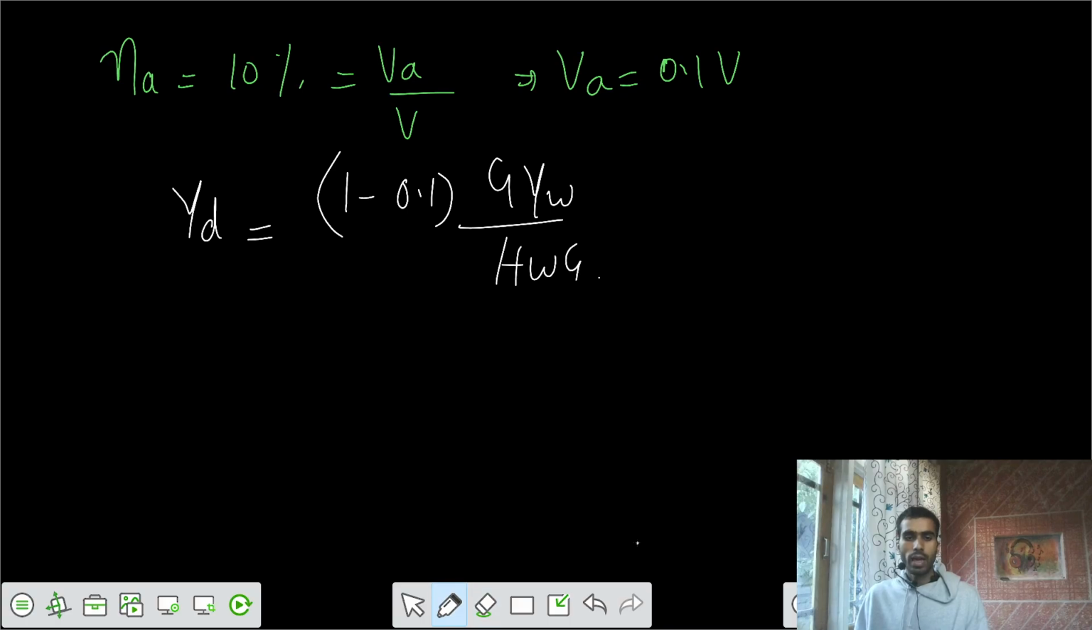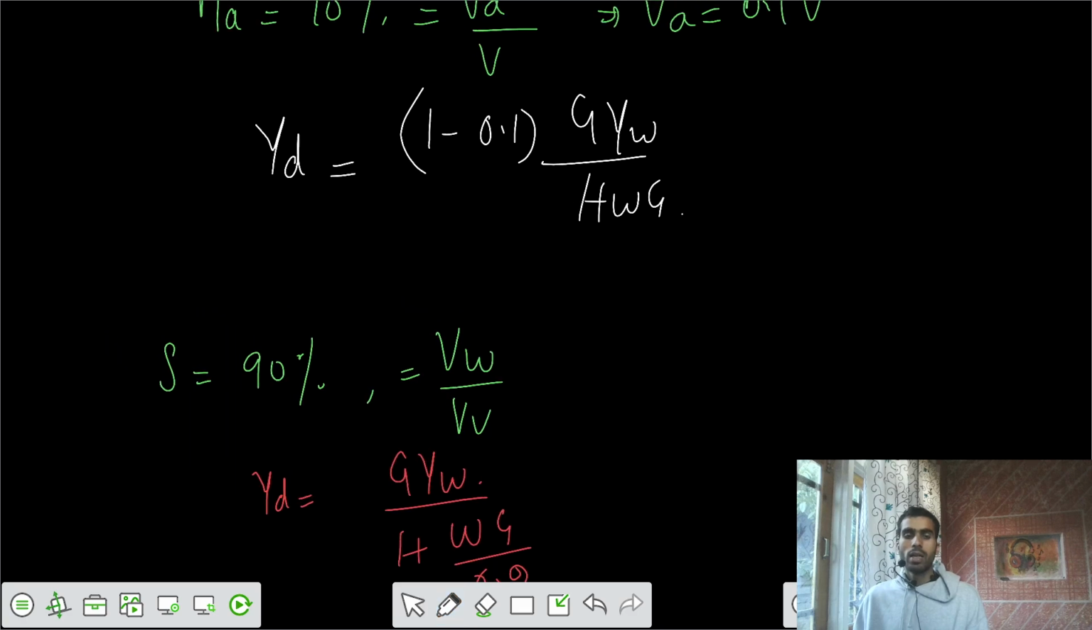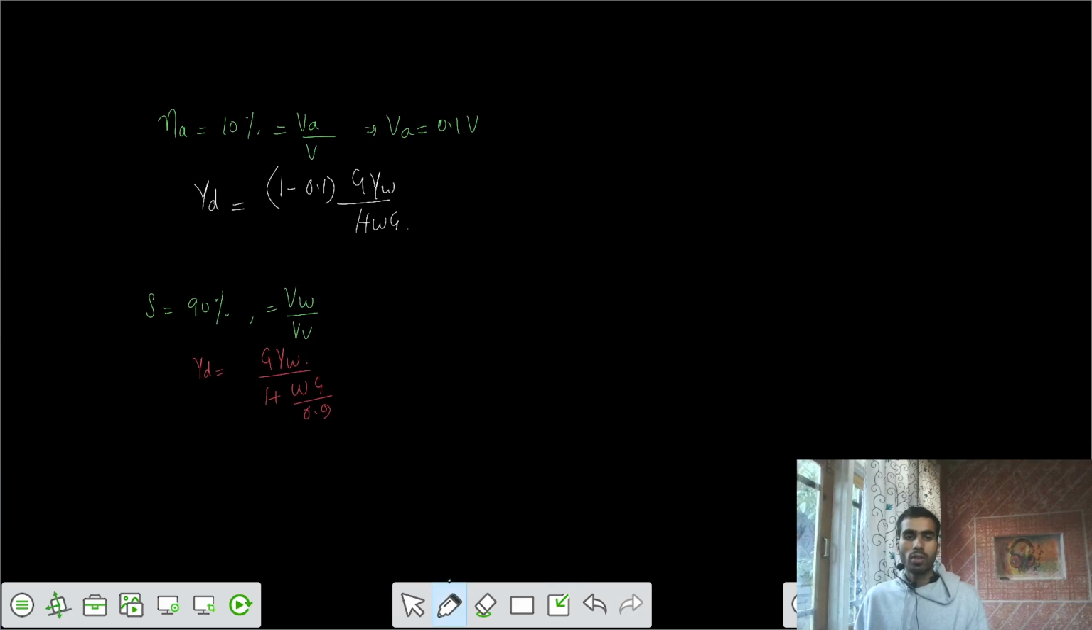And let's say that your degree of saturation is 90%. That means volume of water by volume of voids is 90%. So we can write the equation: G gamma W divided by 1 plus WG by S, with S equal to 0.9. So for different values of W, you would get a line for your 90% saturation.